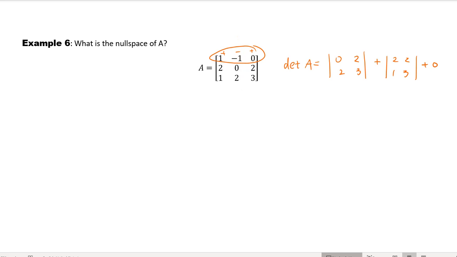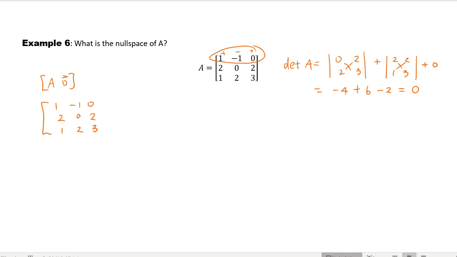Now, cross multiply, 0 minus 4, 6 minus 2. Do you see what happened? It is 0. So we have infinitely many solutions. Now let's solve. Gaussian elimination. We put A adjoined with the 0 vector. And 1, -1, 0, 2, 0, 2, 1, 2, 3.